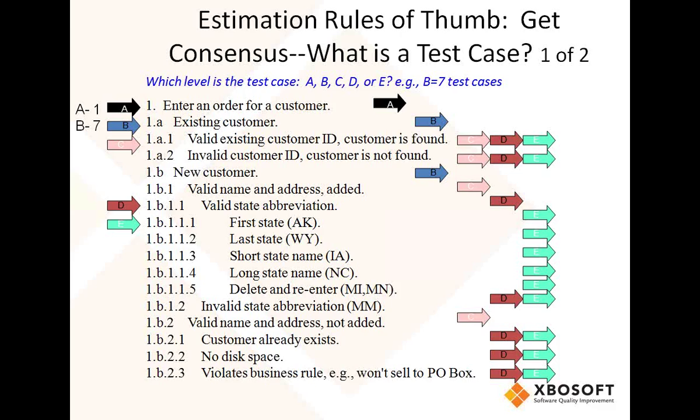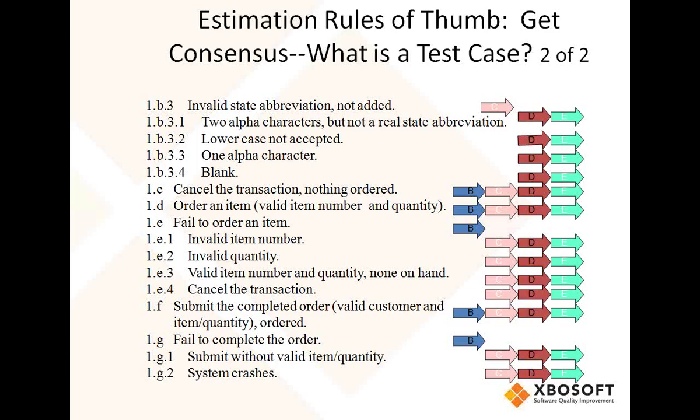where the blue B's are, and you'll see that there's a second slide. And there's a total of seven test cases if you view it at the B level. Or where the pink C arrows are, there are 14 of those. Or where the reddish D arrows are, there are 20 of those. Or where the light blue E arrows are, there are 24 of them. And so you can see here's the second page, and there's where all those counts come from.